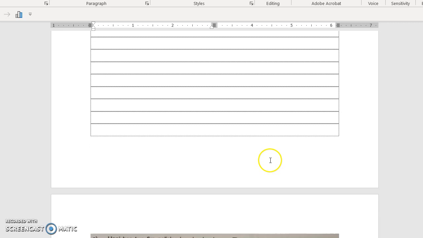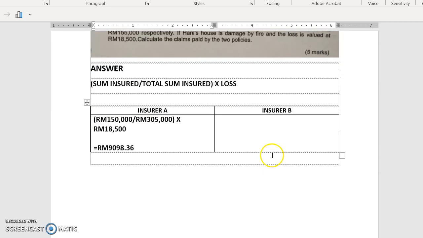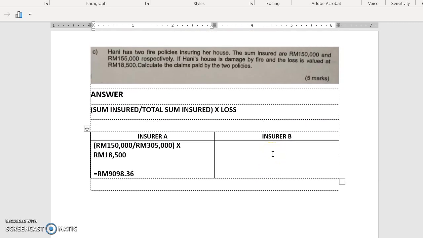I hope you can really understand how to calculate the amount of claim paid by the insurance company for today. That's all for today's class. Thank you for your attention and Assalamualaikum.